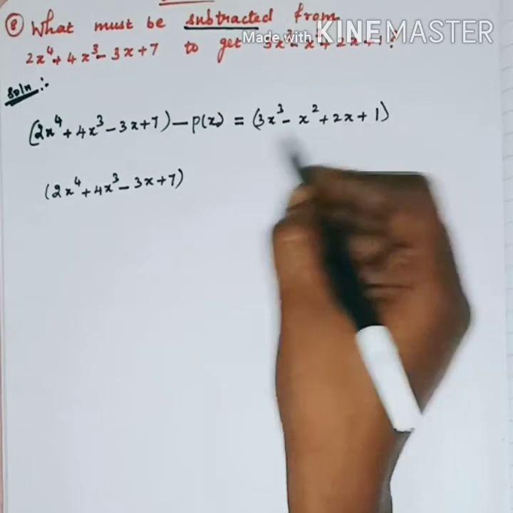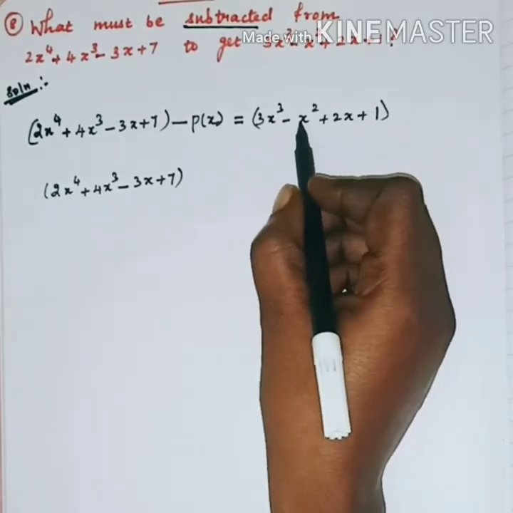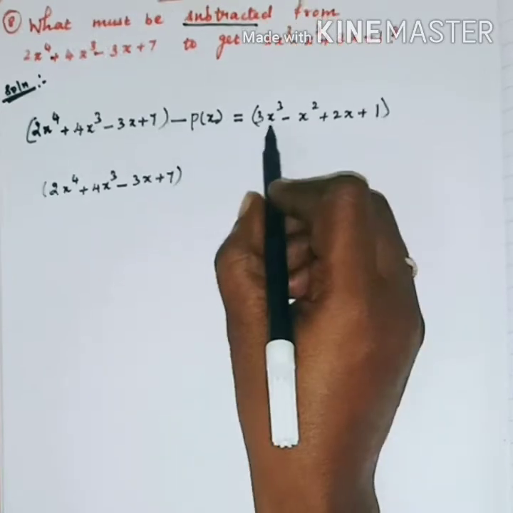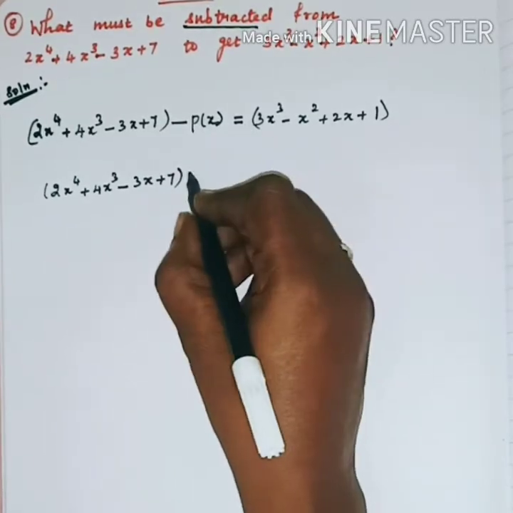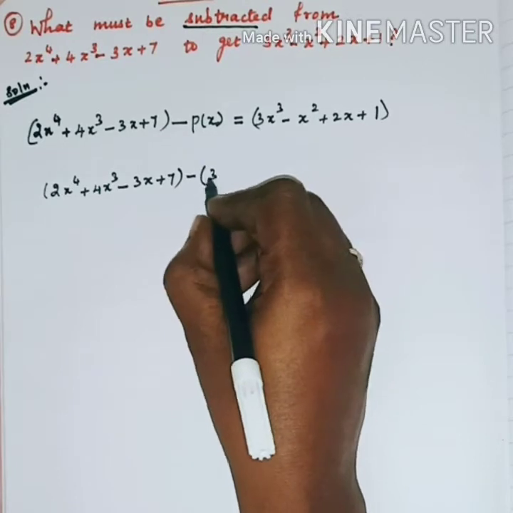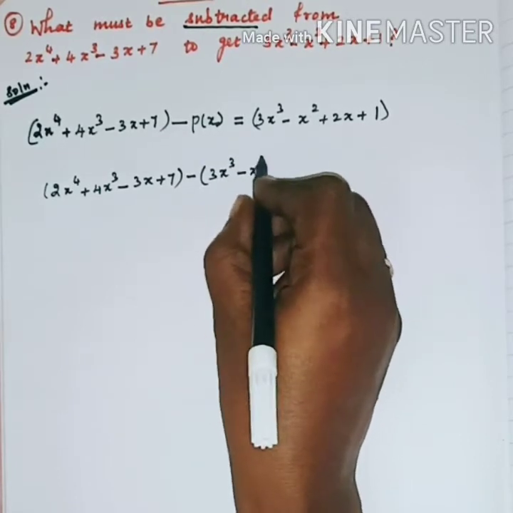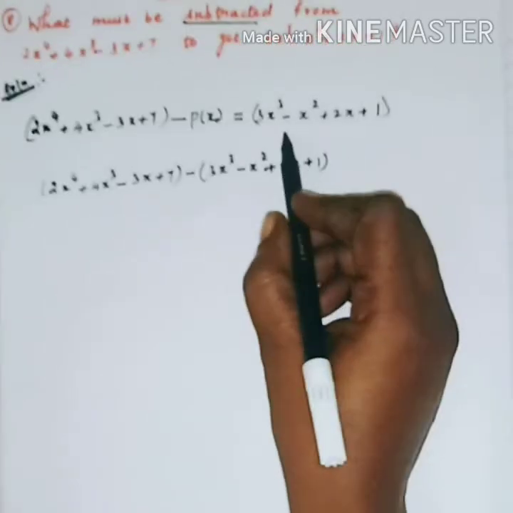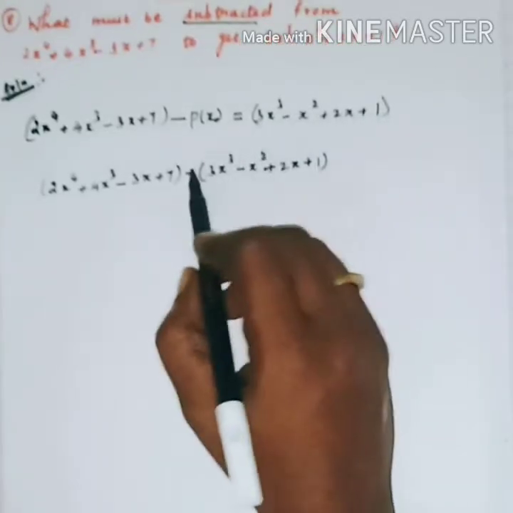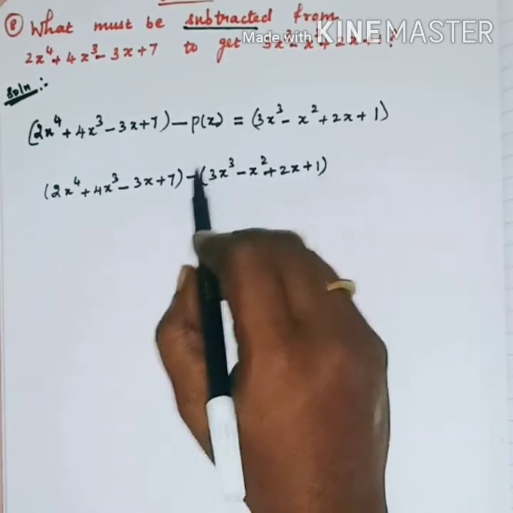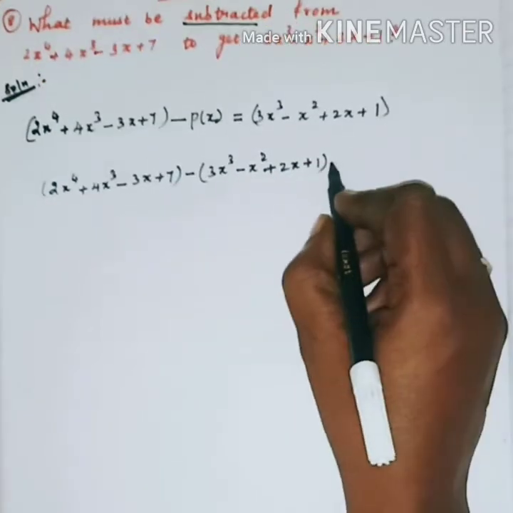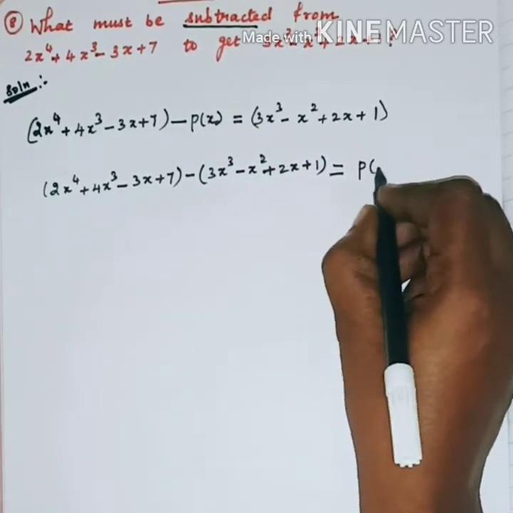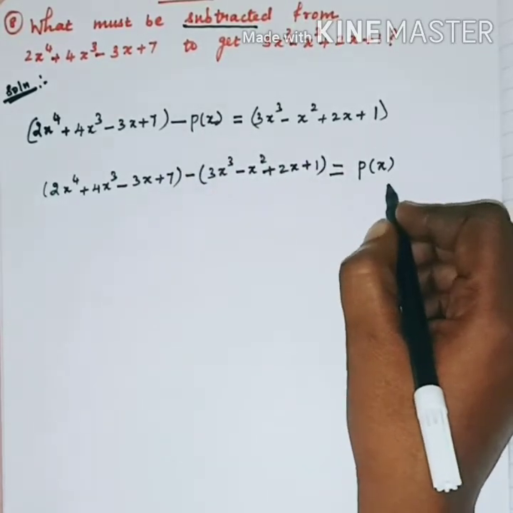Take this expression to the left hand side. So when this expression comes to left hand side, the sign will be changed. So plus sign will be the minus sign. That's 3x cube minus x square plus 2x plus 1. So the sign of this expression becomes changed when it comes to the left hand side. Now equal to minus p of x becomes plus p of x when it comes to right hand side.